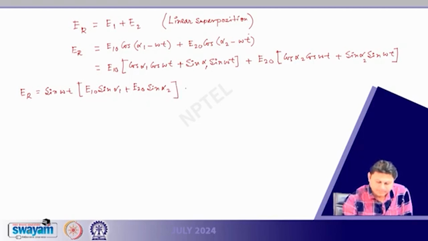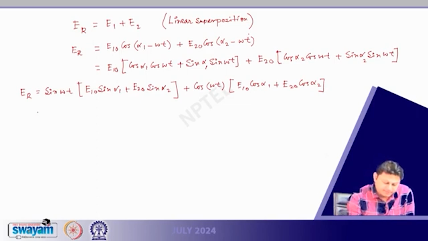Plus similarly, if I take cos omega t, this term common, we're going to get E10 cos alpha 1 plus E20 cos alpha 2.